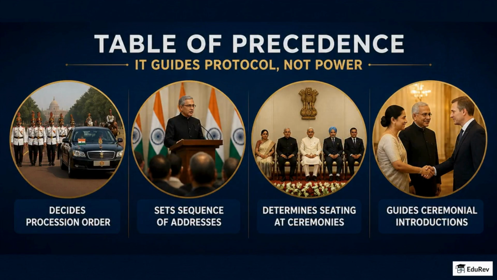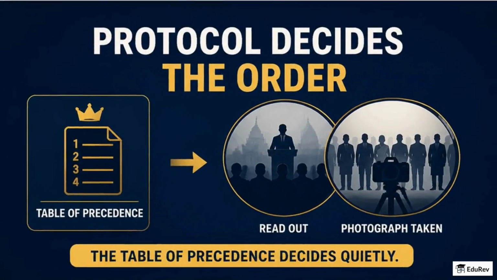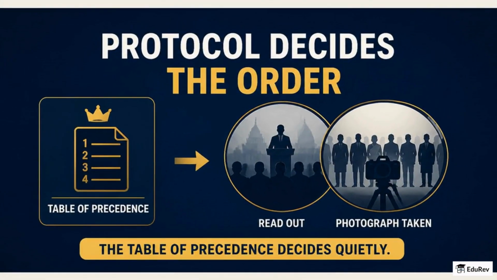The table is also practical. It decides procession order, the sequence of addresses, seating at national ceremonies and state banquets, and ceremonial introductions. So when a list of dignitaries is read out or a photograph is taken, the table of precedence quietly decides the final order.